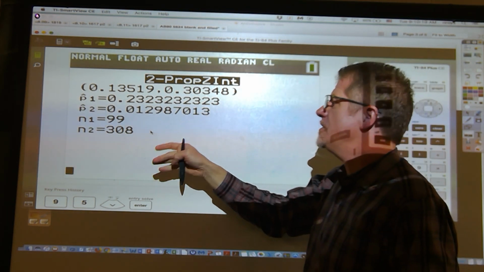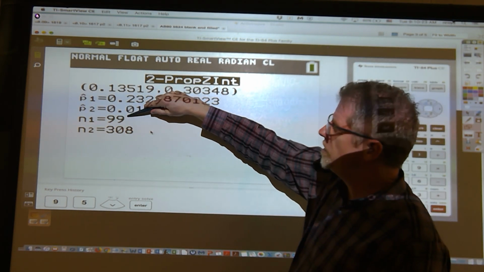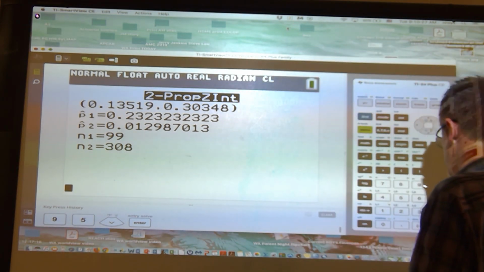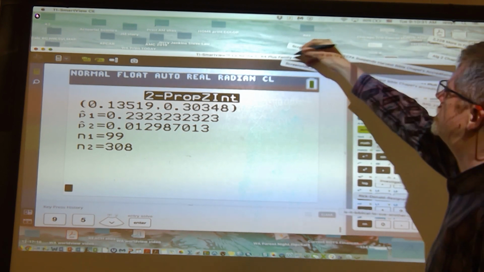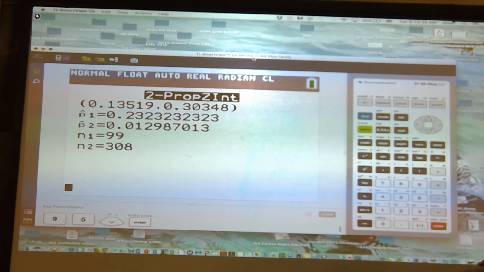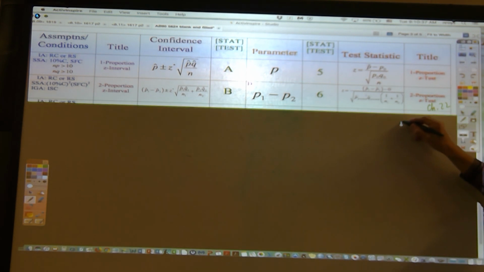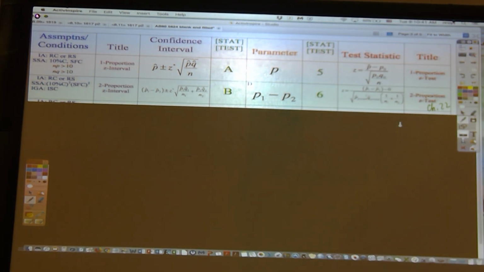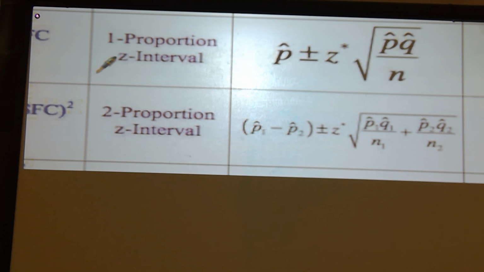What's the standard deviation? The calculator calculated that for you, knowing that n1 was 99, n2 was 308. What is the calculator doing? Well, it's following this formula. Here is how the calculator is calculating the ends for this 2 proportion z interval.